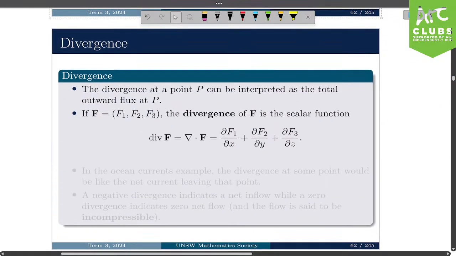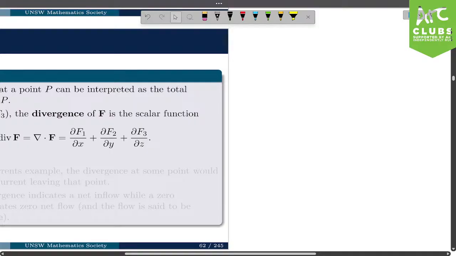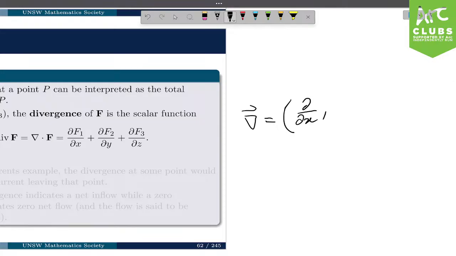So how do we actually calculate divergence? Suppose that we take some vector field given by f1, f2, f3. The divergence, you can just take the dot product with nabla. And it's quite nice. We can think of nabla as a vector, so I like to draw a little arrow above this. We can think of it like a vector, and each term is a derivative operator.